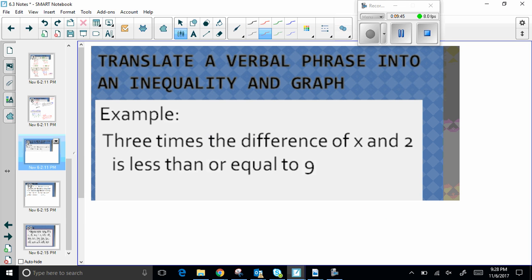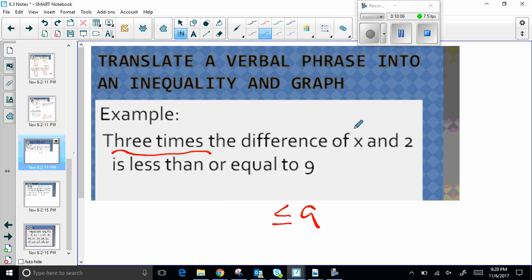All right, so now we want to translate a verbal phrase into an inequality. This is pretty simple. You just got to pay attention to the words they're using here. 3 times the difference of x and 2 is less than or equal to 9. Okay, so I see this less than or equal to 9. Get that out of the way.